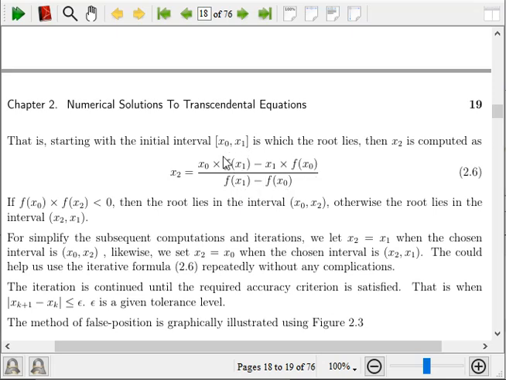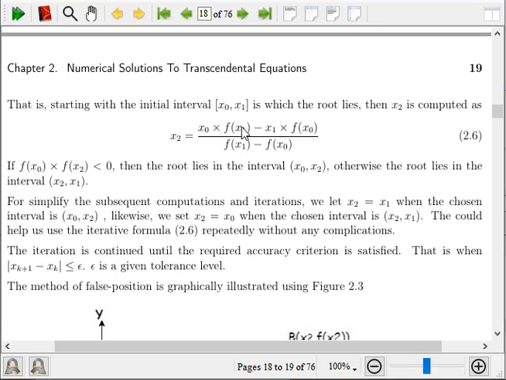Based on that, this formula is just a substitutive approach in finding the next approximation. This is a particular slope case, a y over x case. So the same condition applies here: the next value is x2.